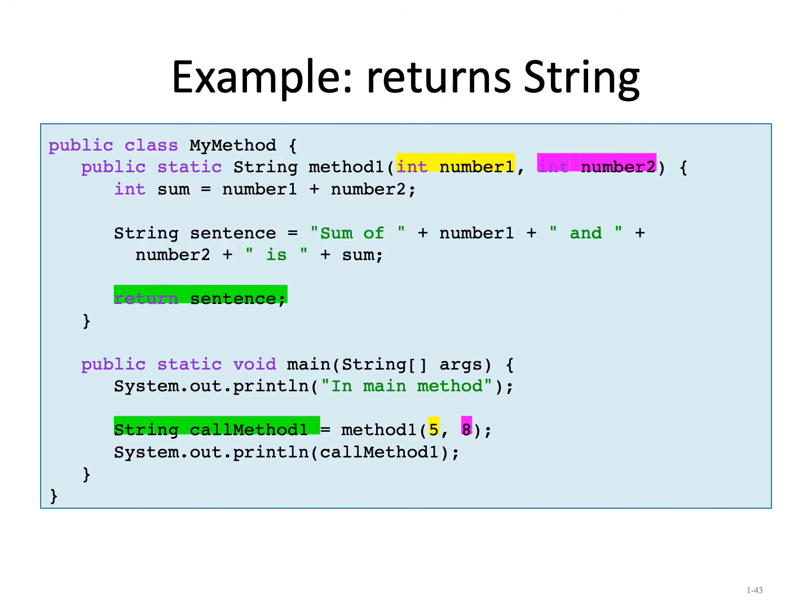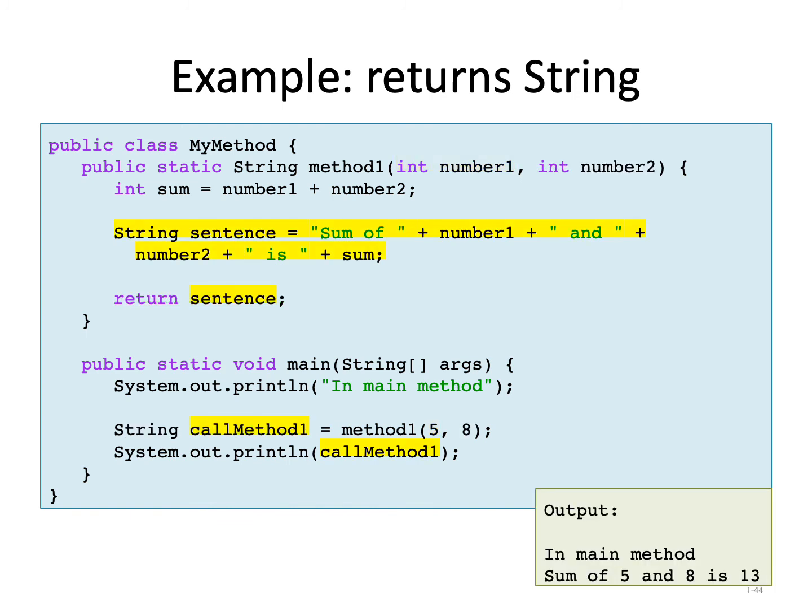In the main method, it calls method1 and passes the two arguments 5 and 8. So 5 is number1 and 8 is number2. The return value from method1 is kept in the string called callMethod1. We then use System.out.println to display the sentence that is returned by method1. The output when we run this code is, "In main method, sum of 5 and 8 is 13."